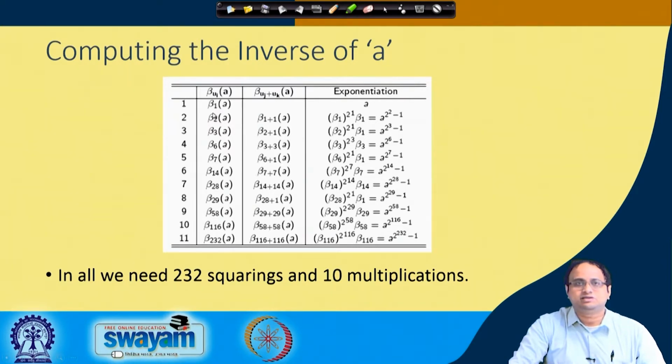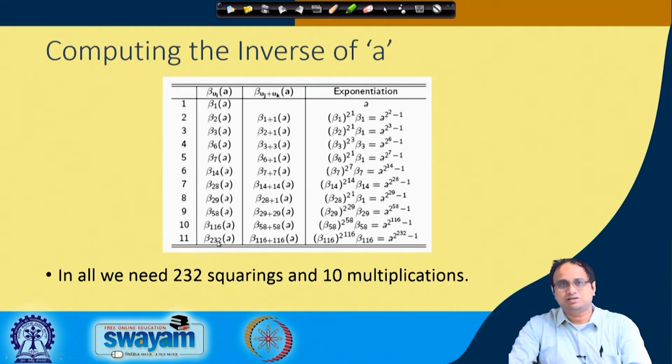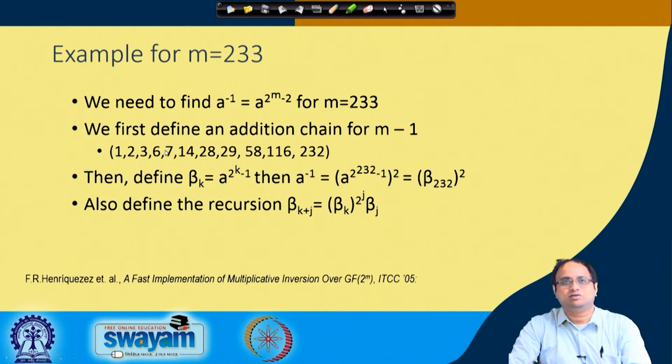Okay. So, you can see that if you observe the suffix here, 1, 2, 3, 6, 7, 14, 28, 29, 58, 116 and 232. This essentially stands for your addition chain. Okay. So, these are the values which you had in the addition chain.